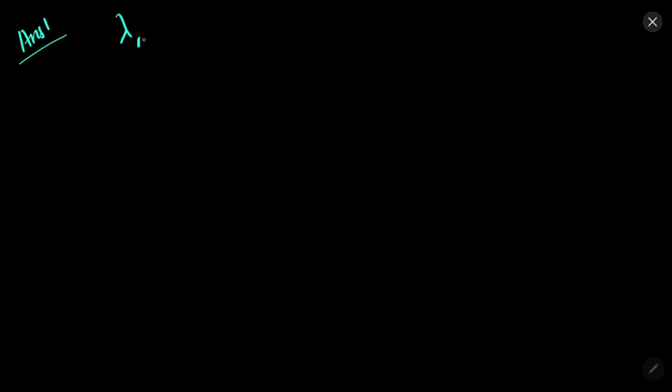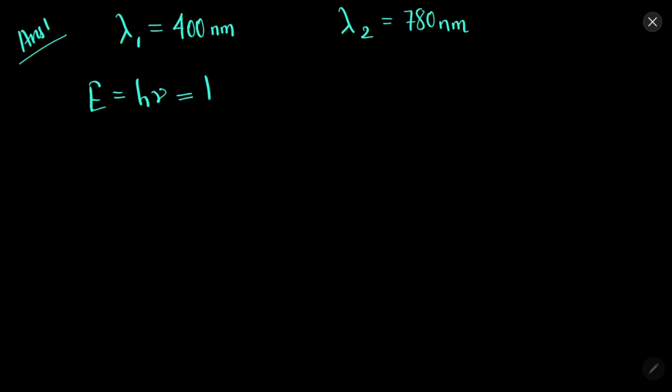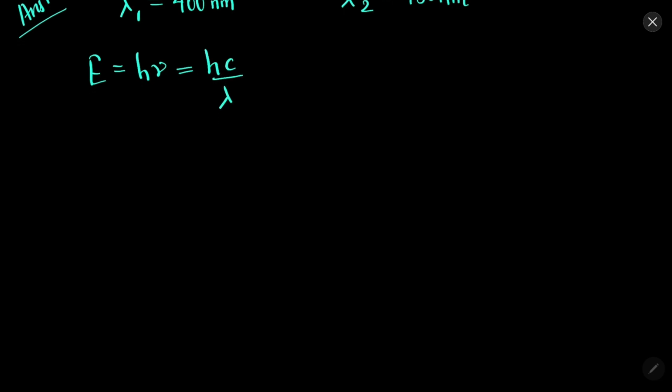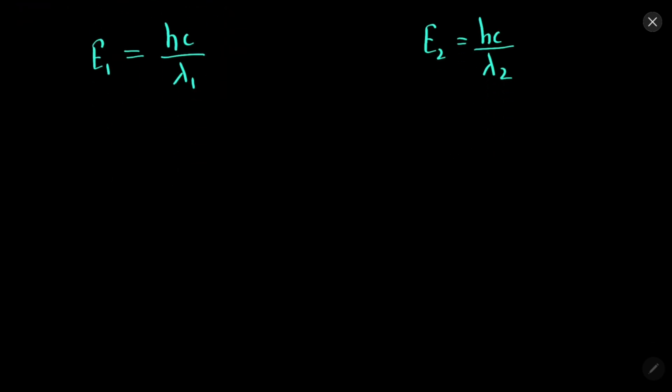We have wavelengths. Lambda 1 is 400 nanometers and it goes up to 780 nanometers, so let's say lambda 2 is 780 nanometers. Now we know that the formula for energy is h nu, where nu is the frequency. Frequency can be written as c over lambda, where c is the speed of light in vacuum and lambda is the wavelength. So from this we can easily find the energy range. So E1 will be hc over lambda 1 and E2 will be hc over lambda 2.